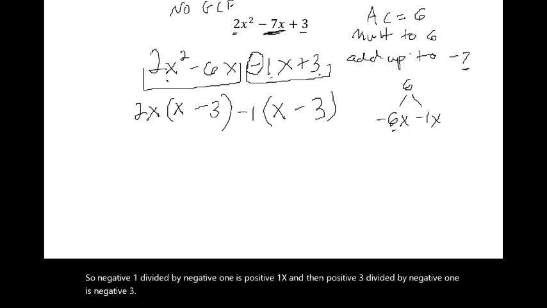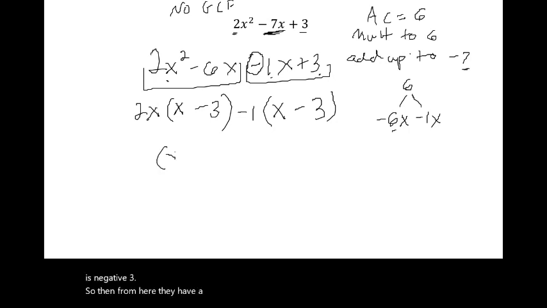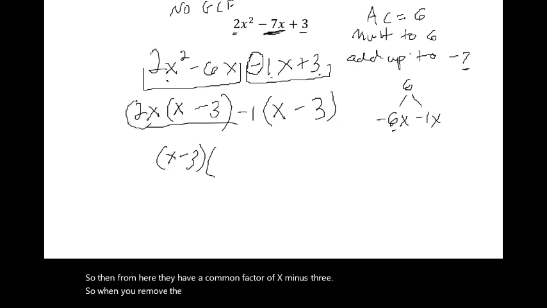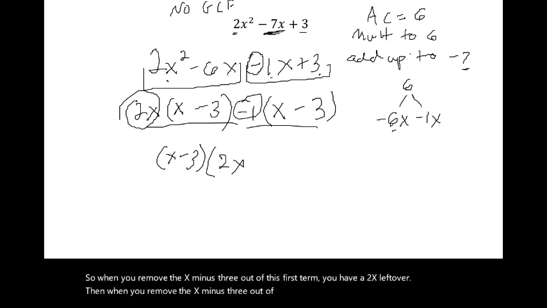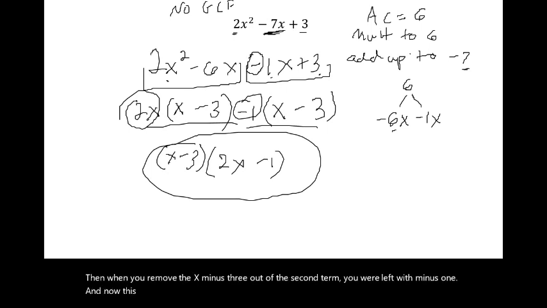So then from here, they have a common factor of x minus 3. When you remove the x minus 3 out of this first term, you have a 2x left over. Then when you remove the x minus 3 out of the second term, you are left with -1. And now this is your fully factored final answer.